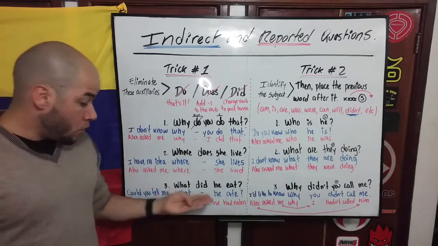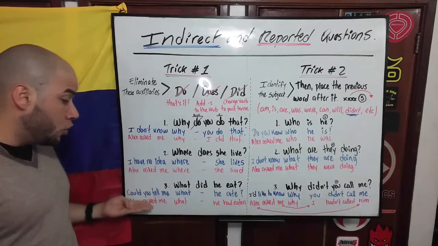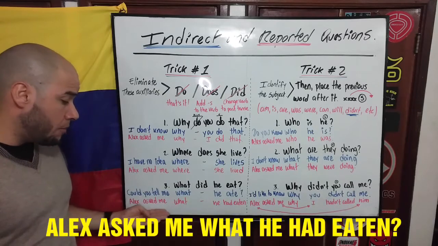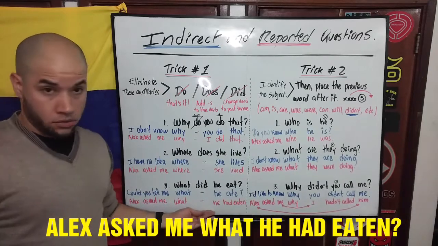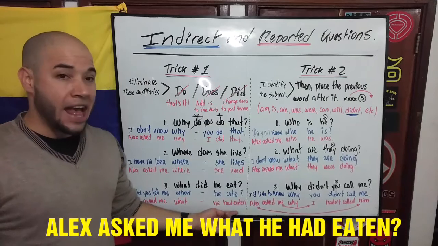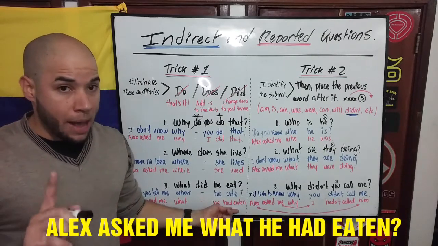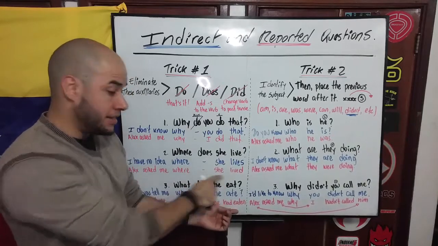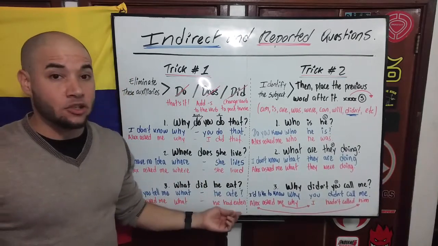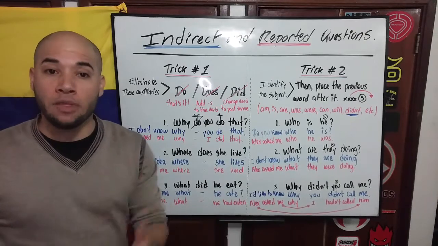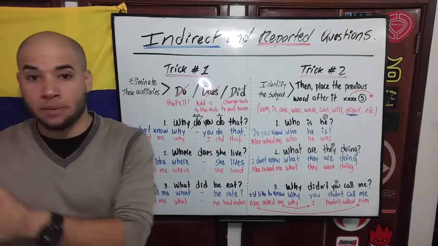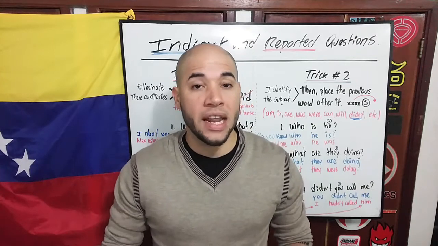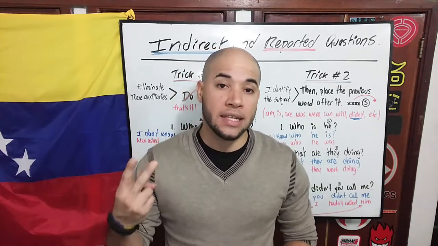So, what did he eat? You say, could you tell me what he ate? And then you say, Alex asked me what, no auxiliary, he had eaten. What happens here is simple. The present tense changes to past tense, but the past tense changes to past perfect. And you form the past perfect using had plus past participle. And that's how we make indirect or reported questions out of questions that have the auxiliaries do, does, and did.